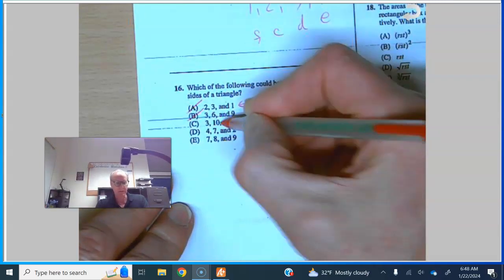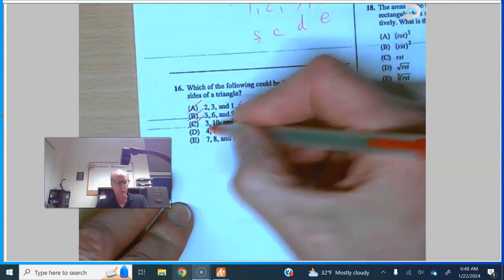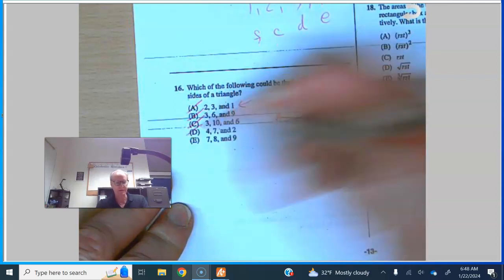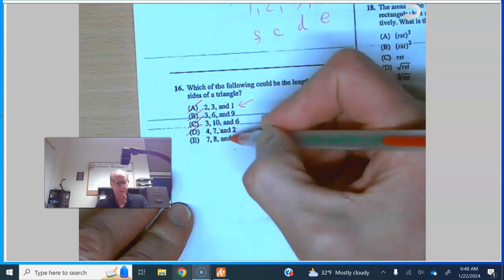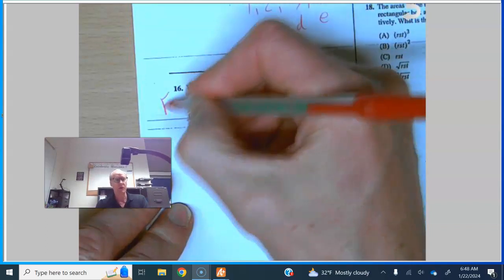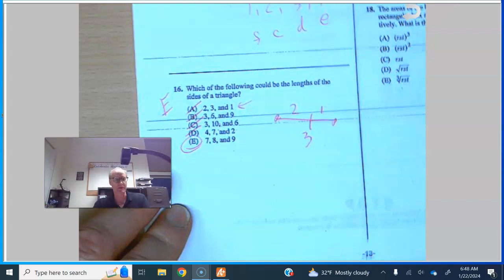3 and 6 is smaller than 10. That's not going to work. 4 and 2 is smaller than 7. That's not going to work. 7 and 8 is bigger than 9. Two sides are bigger than the third. That's called the triangle inequality. And we move on.